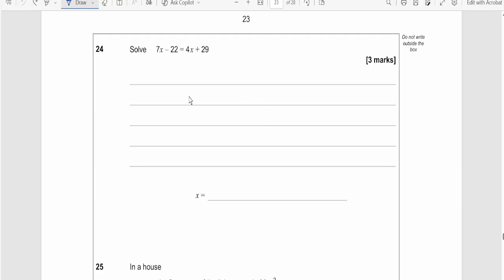That should be 4 marks, not 3 marks. Yeah, I'm saying the grade, the mark, it should be 4 marks, not 3 marks.